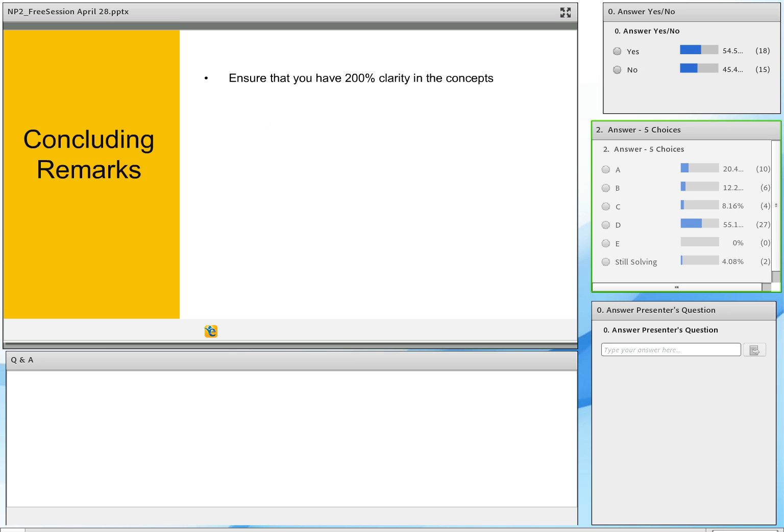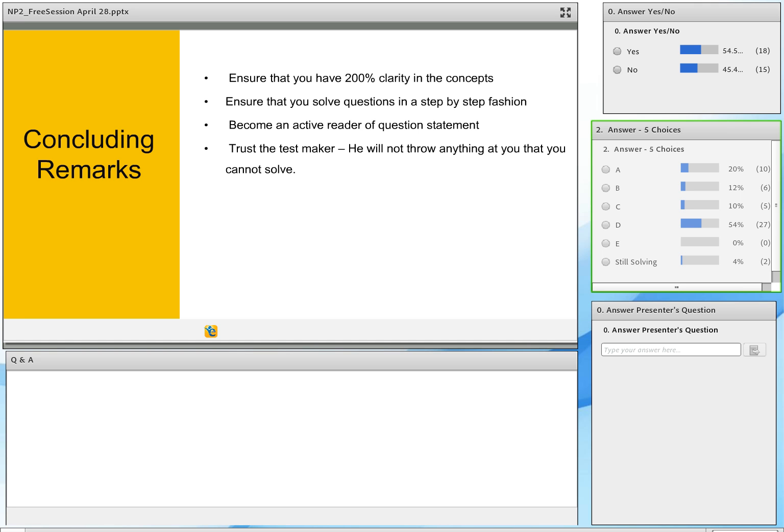So really, first of all, make sure that you have a 200% clarity in concepts. Make sure that you solve questions in a step-by-step manner. The goal should not be to simply answer the question. The goal should be to solve the question in a structured manner that you can apply on difficult questions as well. Become an active reader of question statement. Trust the test maker. He's not going to throw anything at you that you cannot solve.